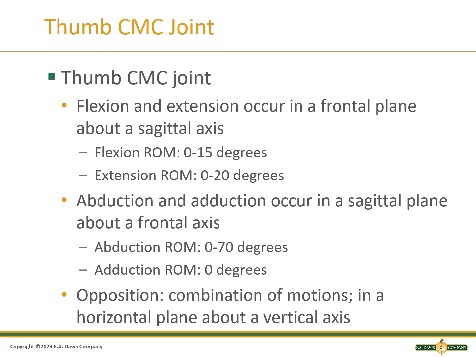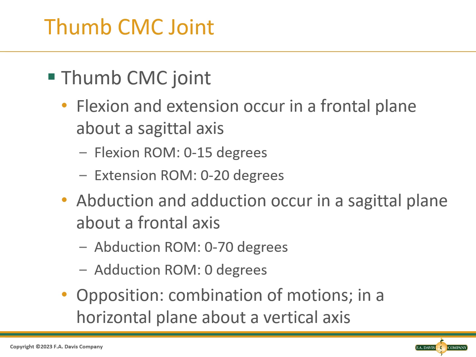Because of that unique orientation, the thumb CMC joint has flexion and extension occur in a frontal plane about a sagittal axis. So we have 0 to 15 degrees of CMC flexion and 0 to 20 degrees of CMC extension. Our neutral position on the goni is not going to line up at 0 when we take range of motion measurements of the thumb, and so we will have to do math. Abduction and adduction of the CMC joint of the thumb occur in a sagittal plane about a frontal axis. We have 0 to 70 degrees of abduction and 0 degrees of adduction because that's the return to neutral.